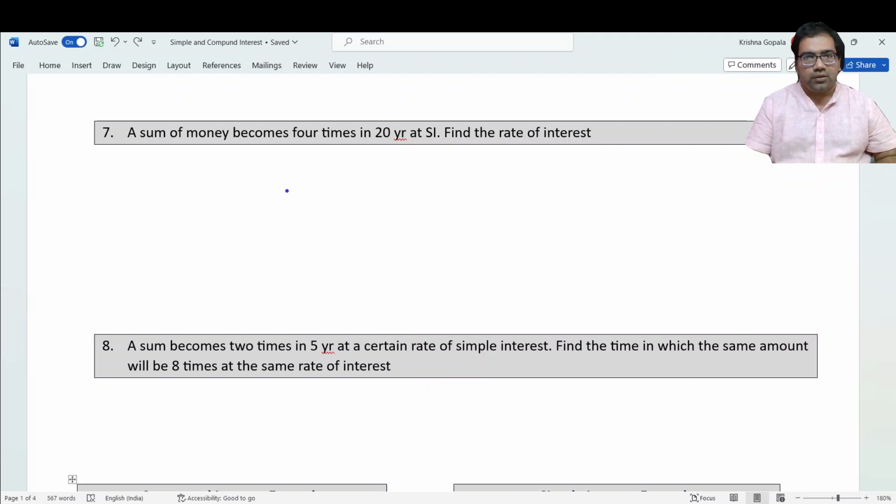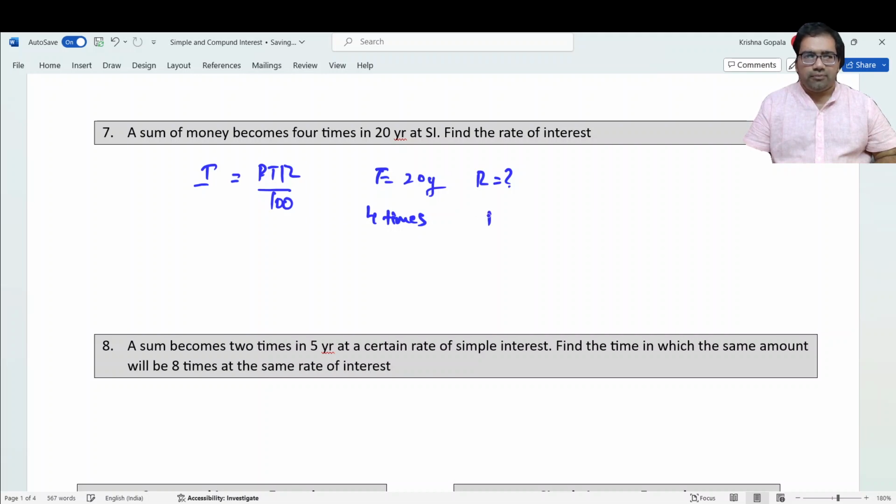Let us do some more examples in simple interest and compound interest. A sum of money becomes 4 times in 20 years at simple interest. Find the rate of interest. Very good. Simple interest. What is the interest? Interest formula is interest equal to PTR by 100. Here, T, the time, is 20 years and R we don't know. It becomes 4 times. Principal has become 4 times. Right. Money has become 4 times.